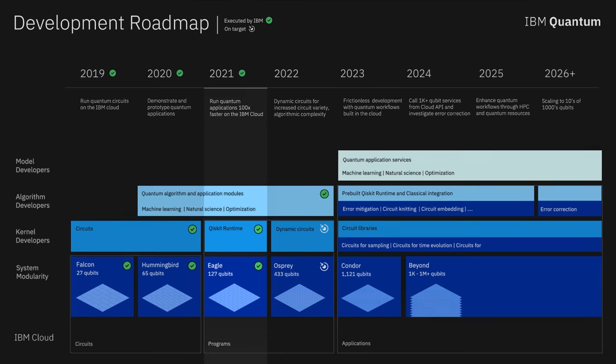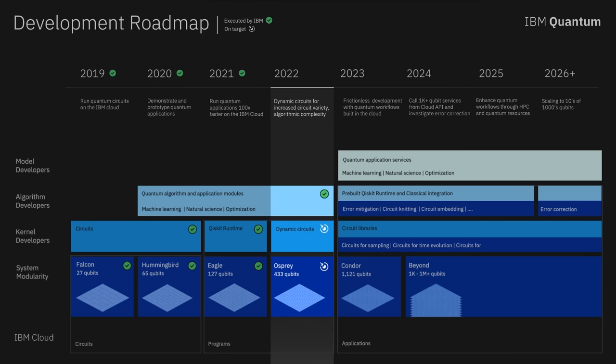Quantum computing will never replace classical computing. The power is not held in quantum alone, but in the combination of quantum and classical. These combinations will change what it means to compute. In February 2021, we promised we would demonstrate Qiskit runtime and show 100 times speed up in performance and break the 100 qubit barrier with our 127 qubit Eagle processor. And in November, we did just that.